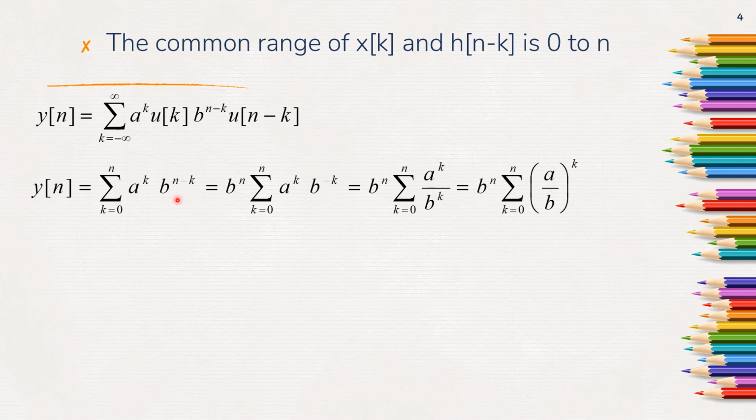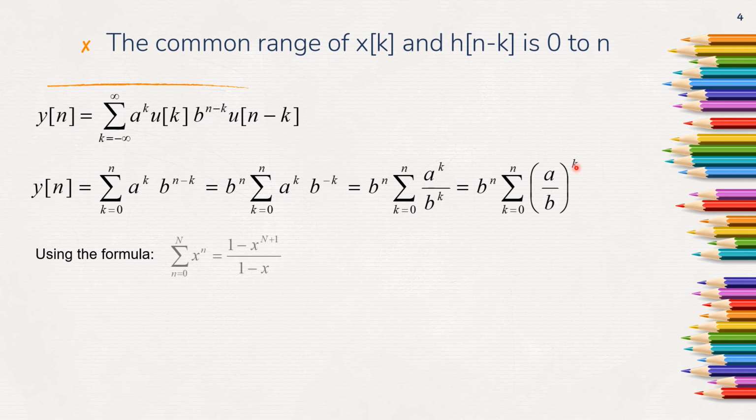Now what I do is, since the summation is based on k, b power n minus k can be split as b power n into b power minus k, and I take that b power n as constant outside. So I have summation of k is equal to 0 to n, a power k into b power minus k, right? And this b power minus k can be written as 1 by b power k. Now b power n into summation of k is equal to 0 to n, a by b the whole power k, right?